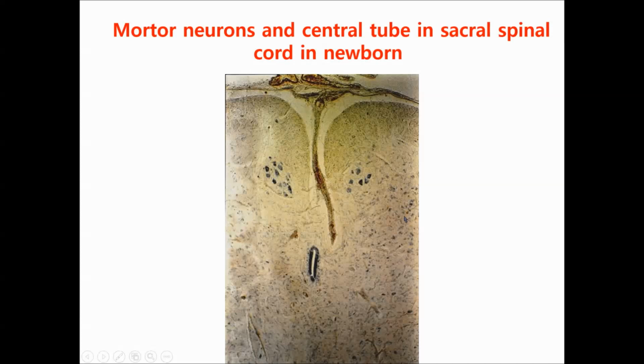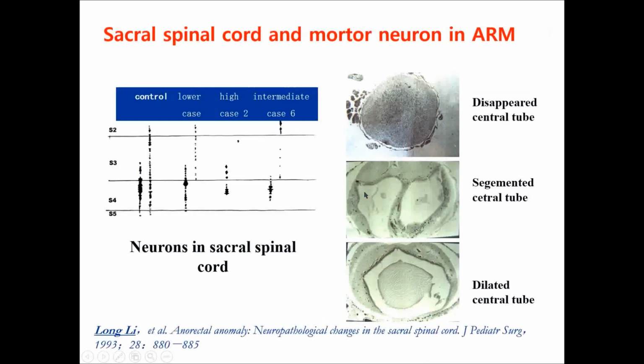We also made a study on the motor neuron morphology in the sacral spinal cord, both in normal and ARM. This is a slide showing the sacral spinal cord of the normal newborn. This is the ventral part, and this is the dorsal part. You can see the central canal here. This is the ventral anterior motor neuron in the sacral spinal cord.